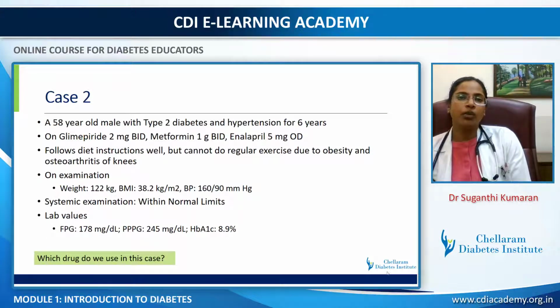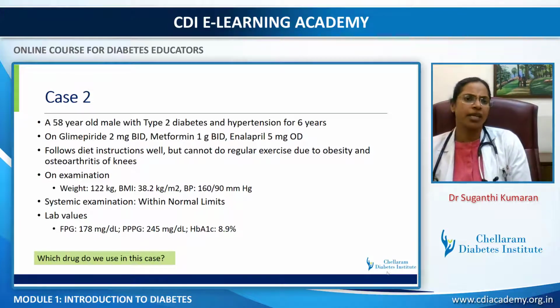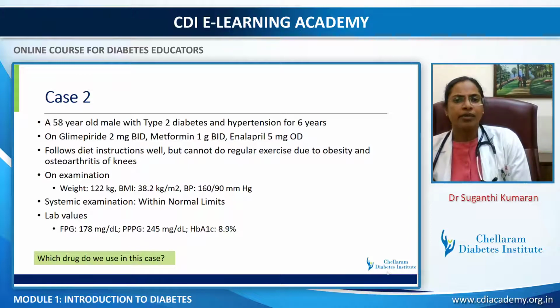A 58-year-old male with type 2 diabetes and hypertension for 6 years comes to the clinic. He takes glimepiride 2 milligrams twice a day, metformin 1 gram twice a day, along with enalapril for his BP 5 milligrams once a day. He follows diet very well but cannot exercise regularly due to the obesity and osteoarthritis of knees.